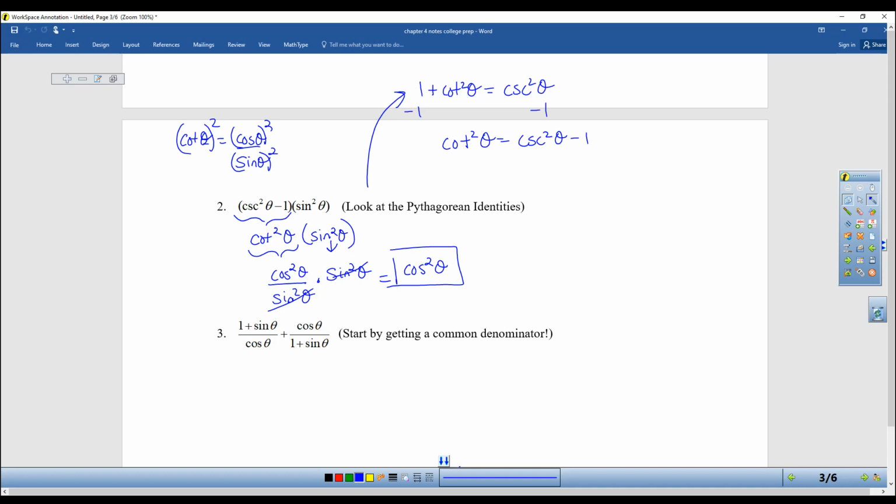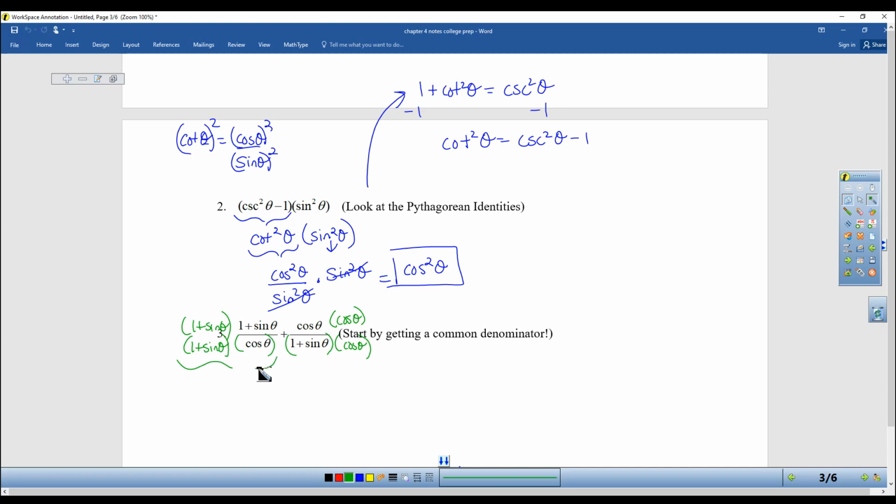This one is very challenging. We're going to start by getting a common denominator. So I'm going to multiply this top and bottom by cosine. Now I do need to add parentheses here, otherwise it's just the sine times the cosine. And on this one, I'm going to multiply by 1 plus sine. Do you see how now they have the exact same denominator?